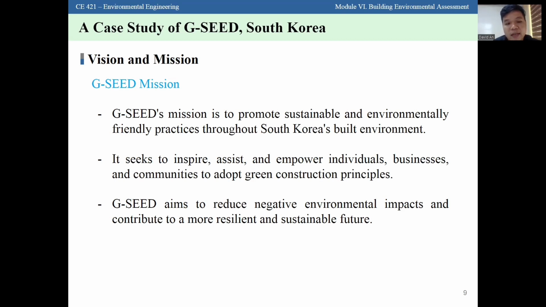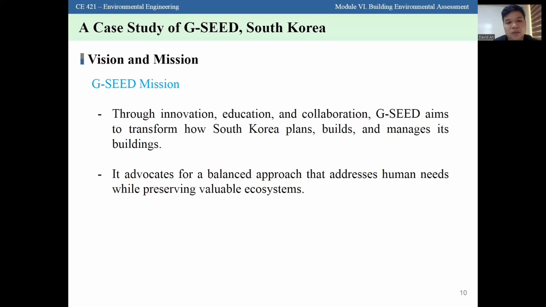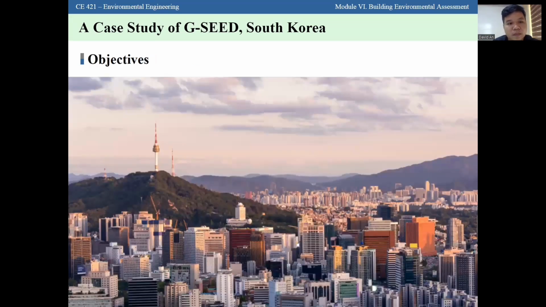And also GSEED aims to reduce the negative environmental impact and contribute to a more resilient and sustainable future. Through innovation, education, and collaboration, the system also wants to transform how South Korea plans, builds, and manages its existing buildings. And I can also say that it advocates a balanced approach that addresses human needs while preserving valuable ecosystems. Move to the objective.